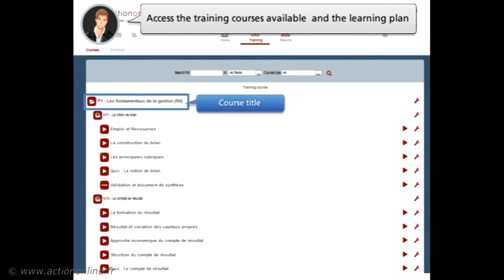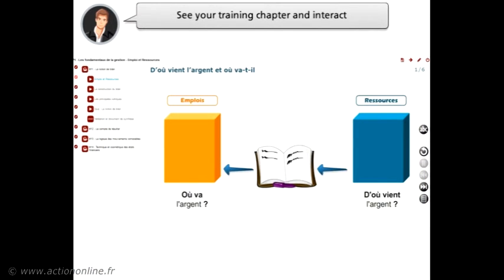Now click on the course title, then on the module, then on the chapter. In the top right-hand corner of your course screen, you can display or hide the overview. Scroll through the different chapters of the course module. Take notes during the course, or close the window and go back to your learning space.